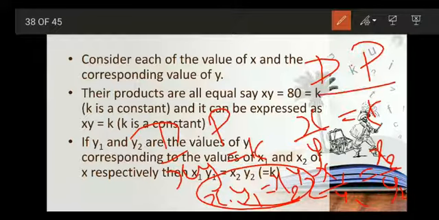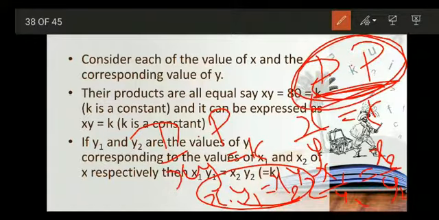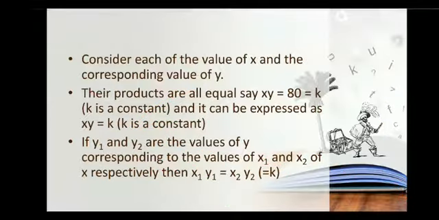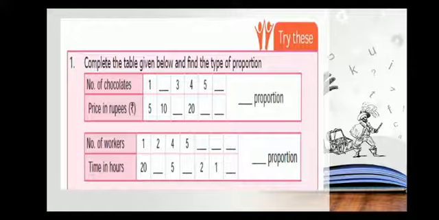Okay, and direct, when we can say two quantities are in direct proportion, increase in one quantity causes increase in other quantity, or decrease in one quantity causes decrease in other quantity, then we say that those two quantities are in direct proportion. And when we can say two quantities are in inverse proportion, decrease in one quantity causes increase in other quantity, or increase in one quantity causes decrease in other quantity. Okay, I hope you understood this. Using this, now we'll complete this table.